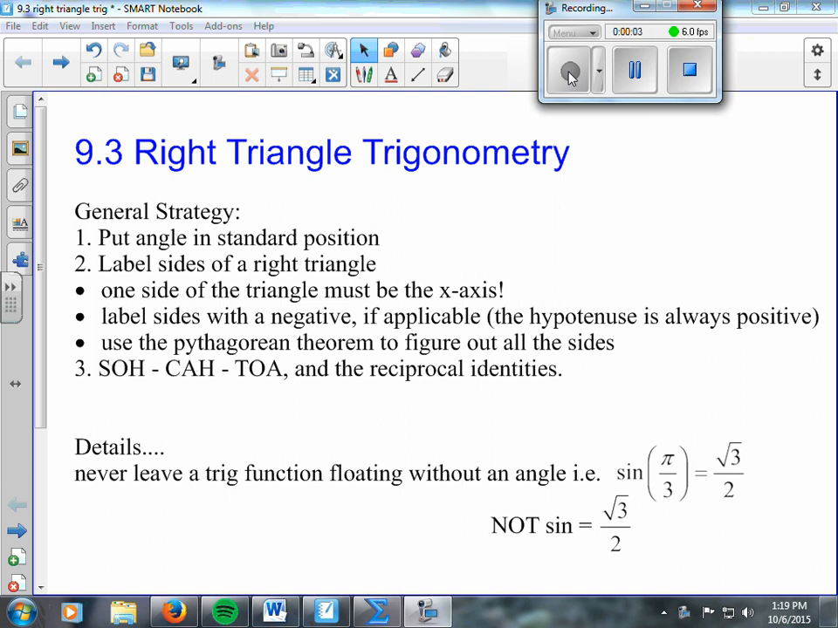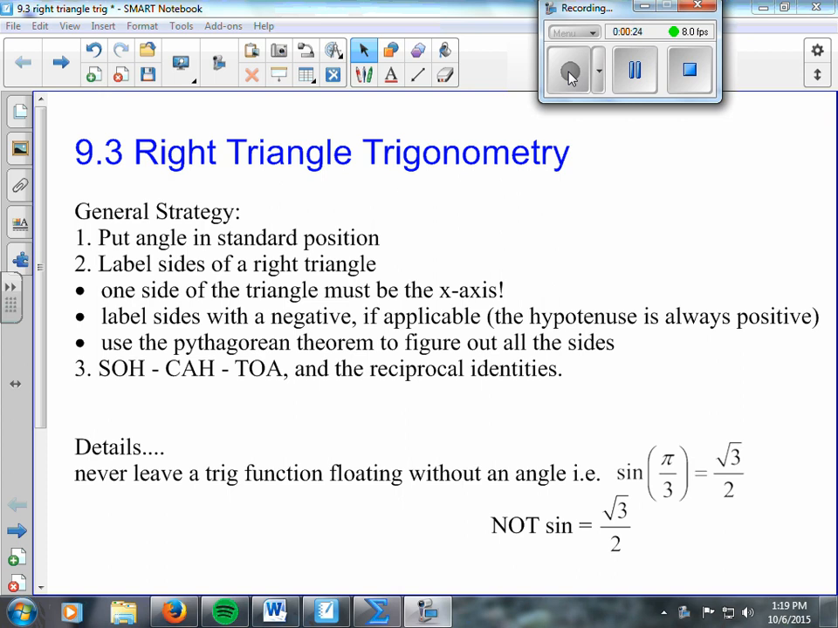Okay, this is section 9.3, right triangle trigonometry. So today, and this is a lot of the most important things about trigonometry, is the right triangle trig. This is a lot of what I will do throughout the whole year. And so we have a general strategy.